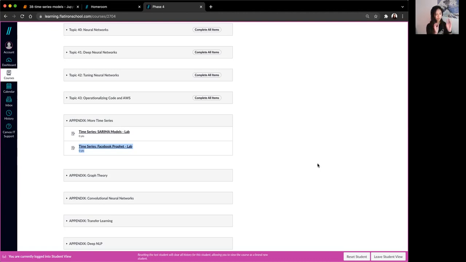But just know that for phase 4, you're not expected to implement anything that isn't part of the core part of the curriculum. So even though I'm recommending that you go through the appendix, these are nice to haves for the project, but really not necessary. So don't need to get too stressed about that.